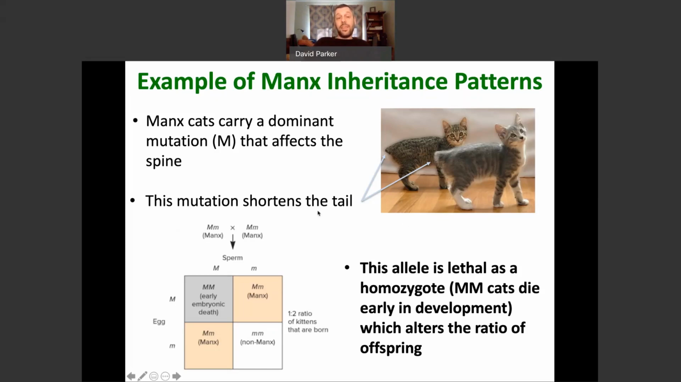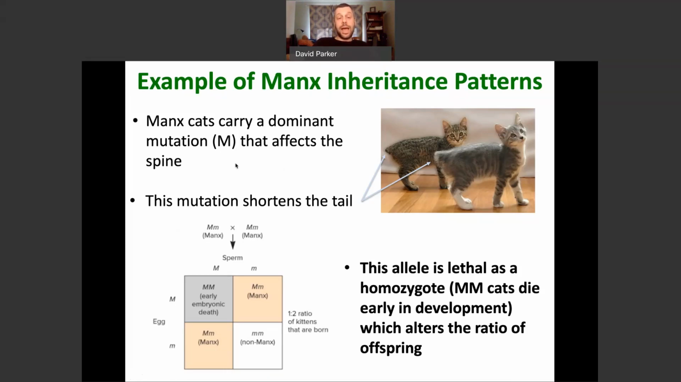Interestingly, if this mutation that is dominant and affects spinal development is present in two copies, in other words, if you're a capital M homozygote, then, as is not really that surprising if you're talking about spine development, if your spine development is extremely messed up, then you die early in development. Now, what does that mean when you talk about Mendelian ratios?